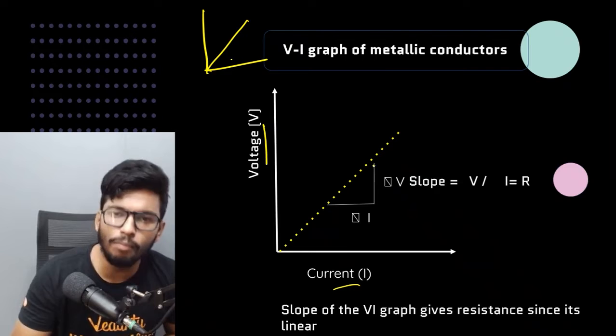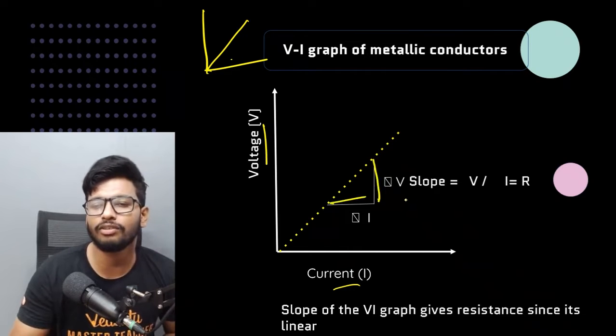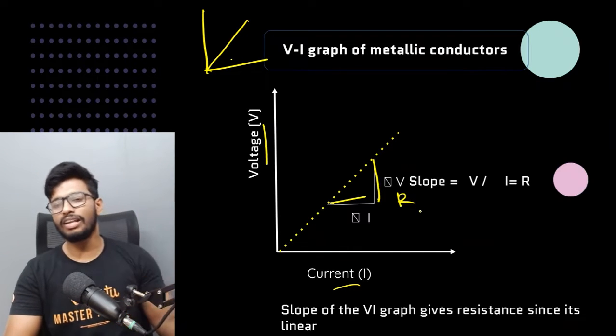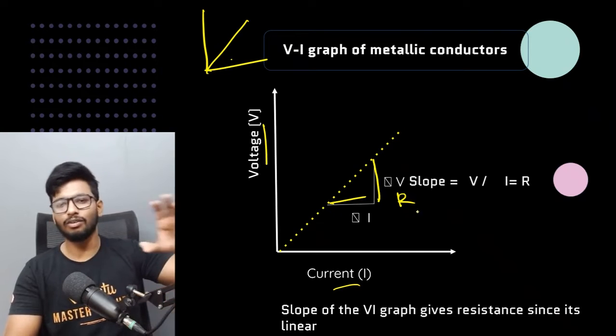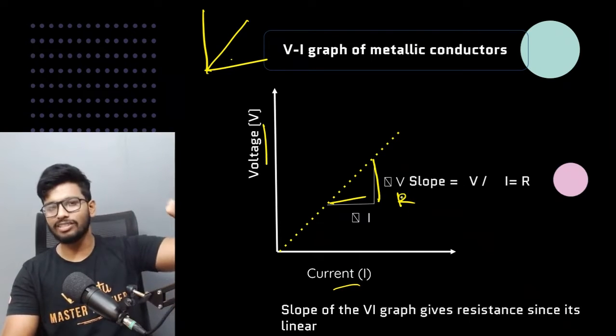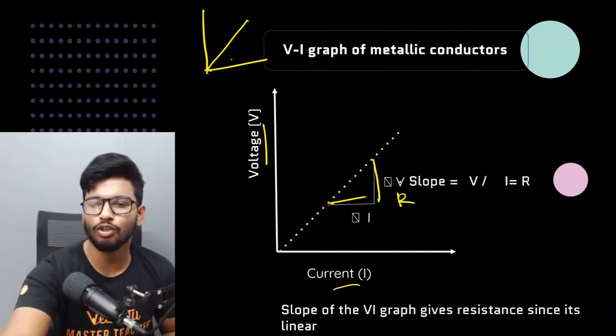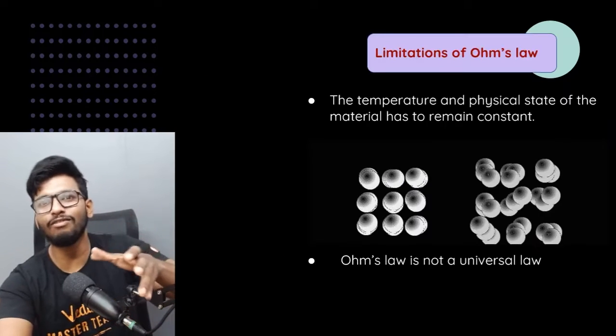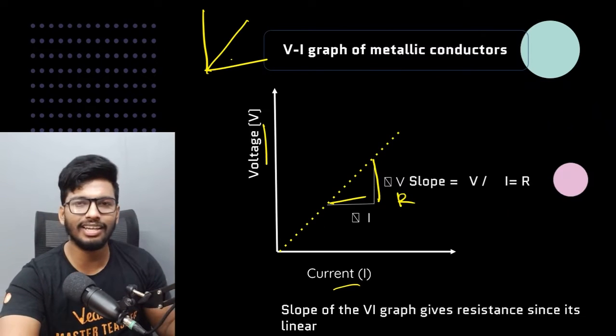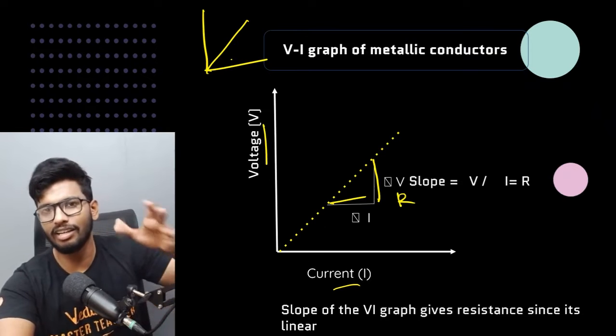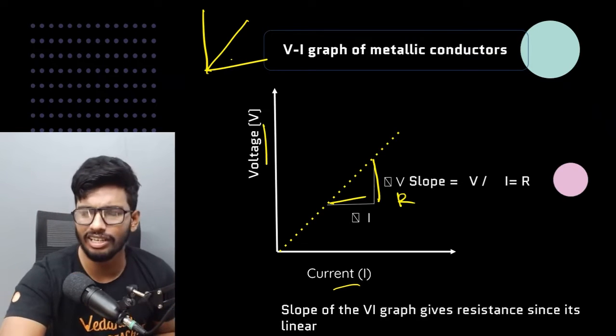And if you find the slope of this curve, you can find out the resistance. So the slope of the curve will give you the resistance, and individually on the y-axis you have voltage, and on the x-axis you have current. So this is the graph. It's called a VI graph, which is basically used to represent graphically how voltage and current are related.